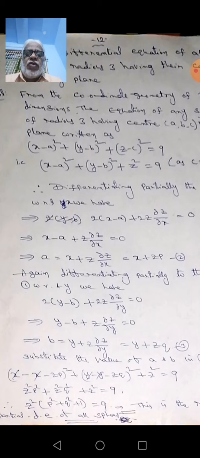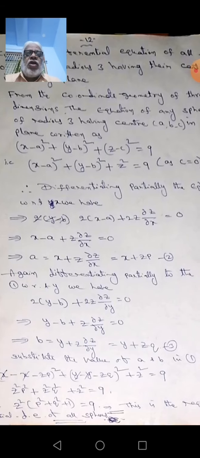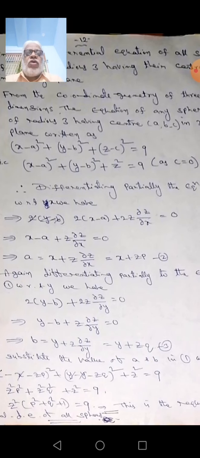That's why the derivative of (x minus a) whole square is 0, plus the derivative of (y minus b) whole square, which is 2(y minus b), plus the derivative of z square, which is 2z ∂z/∂y, is equal to the derivative of 9. The derivative of 9 is 0. So y minus b plus z ∂z/∂y is equal to 0.